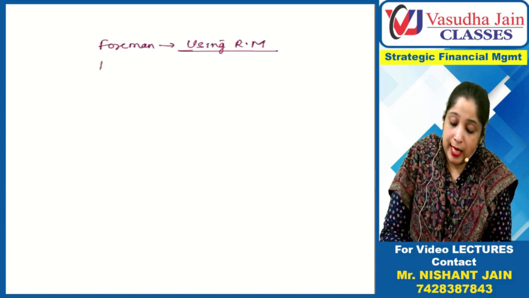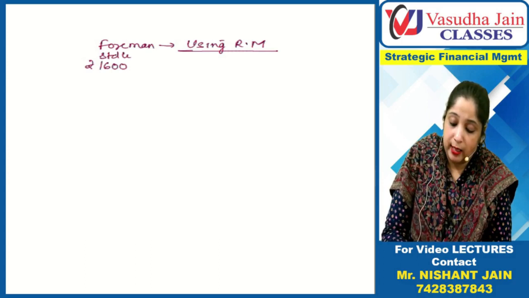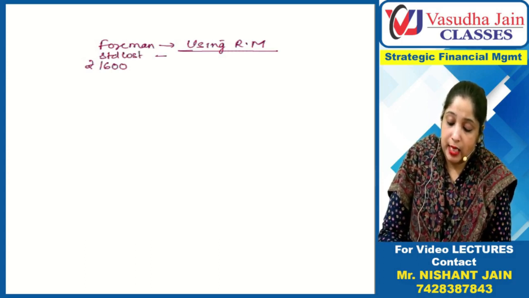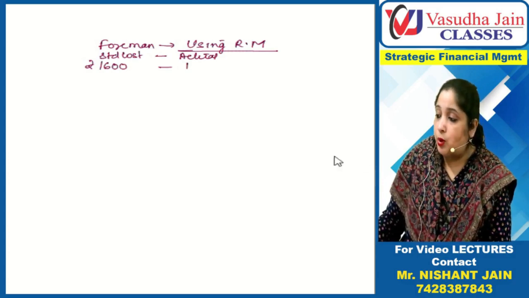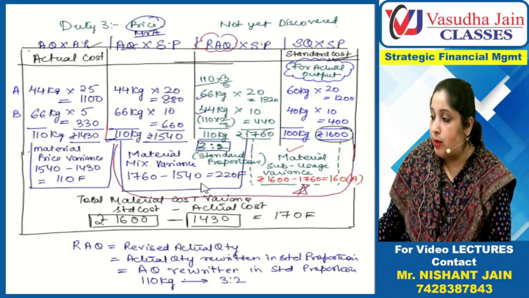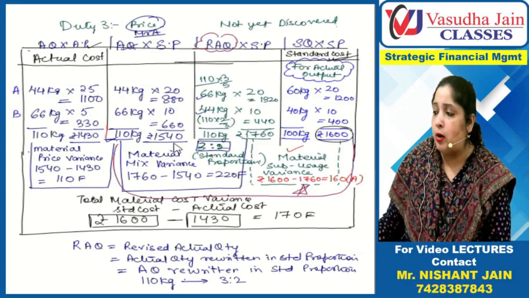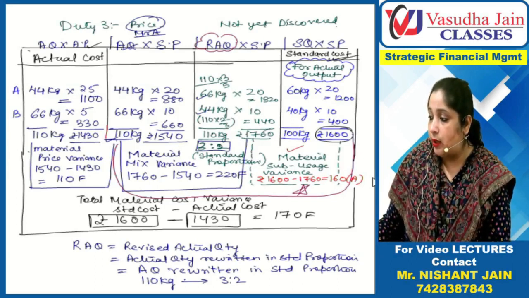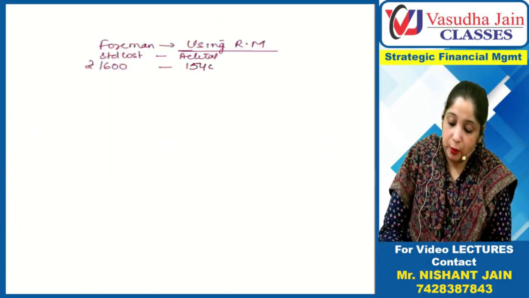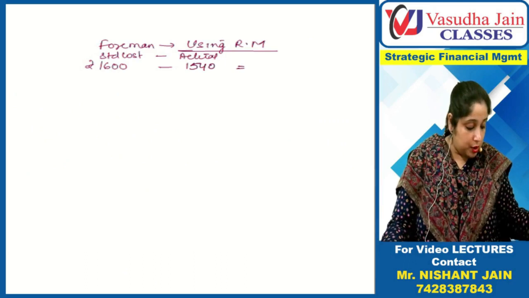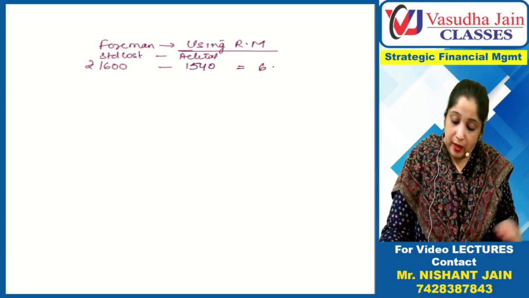So after his mistake, 1600, which was the standard cost, would have been incurred. After considering only his mistake, the foreman's mistake, the cost has gone down to 1540 rupees. So there is a difference of how much? 60 rupees, right? Which is favorable.